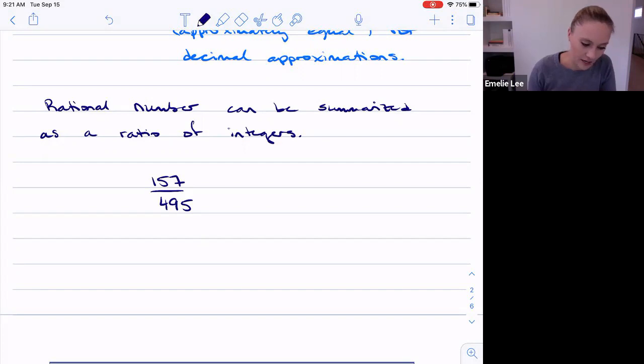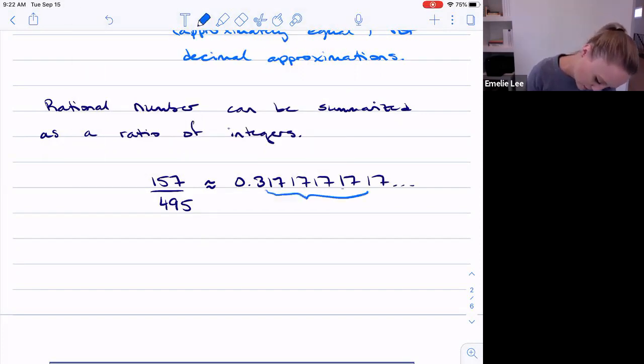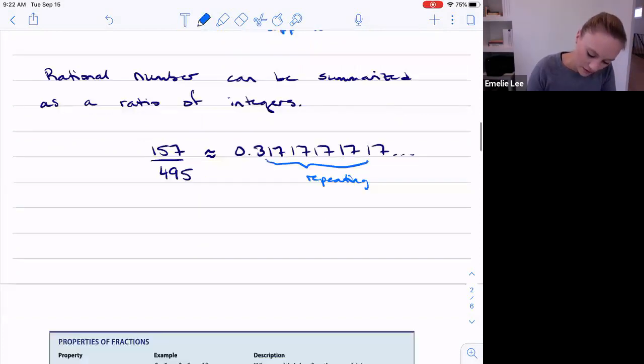But 157 over 495 is approximately equal to 0.31717171717, right? And so here we've come across a repeating decimal. And so what we would say is that it's equal to, now because I'm going to say that it's repeating, I can say it's equal to, I'm not going to be terribly picky about the approximately equal versus the equal, but it is something to kind of get used to thinking about. So it's approximately equal to 3.17, and then with the bar over the 1 and the 7, because that's what's repeating, right? So you want to be really clear about what's repeating and what's not.